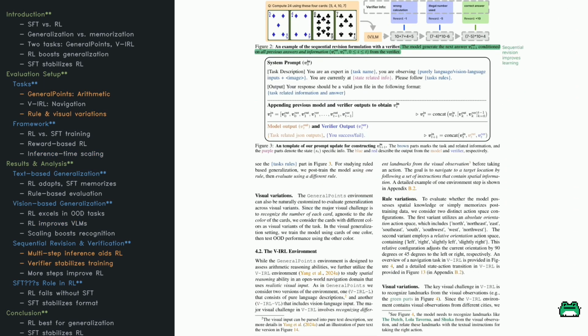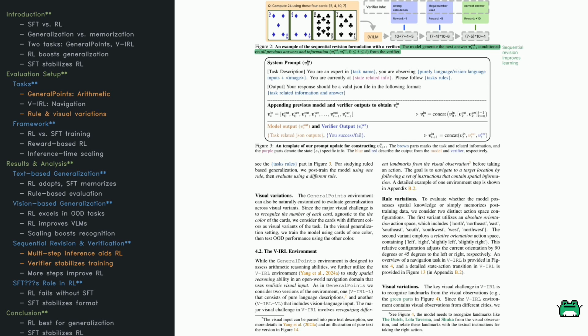Let's talk about a cool technique called sequential revision with a verifier. Instead of making a single guess and moving on, the model gets multiple chances to refine its answer based on feedback. Check out Figure 2. It shows this in action with a simple arithmetic task: compute 24 using 4 given numbers. The model proposes calculations, and each attempt is checked by a verifier. If the calculation is wrong, the verifier gives negative feedback. If the model uses an illegal number, the penalty is even bigger. But when it gets the right answer, it gets a positive reward. This setup forces the model to learn from its mistakes, rather than just memorizing responses.